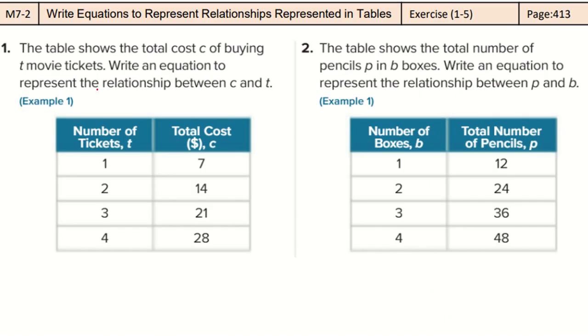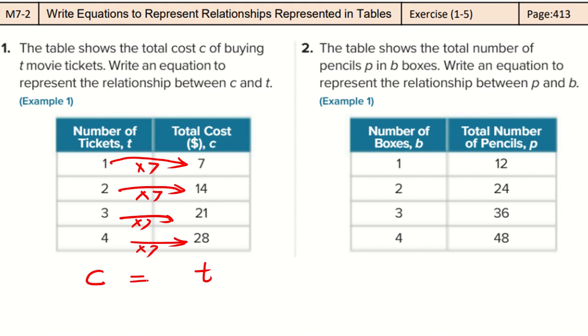Now, this question is: the table shows the total cost C of buying T movie tickets. Write an equation to represent the relationship between C and T. Now, you have to find the relation. So, first you see C here and T here, because C is the output and T is the input. Now, you can see whatever value of T you have here, it is multiplied by 7: 2 multiplied by 7, 3 multiplied by 7, 4 multiplied by 7. So, what is the rule here? The rule is C is equal to 7 times T.